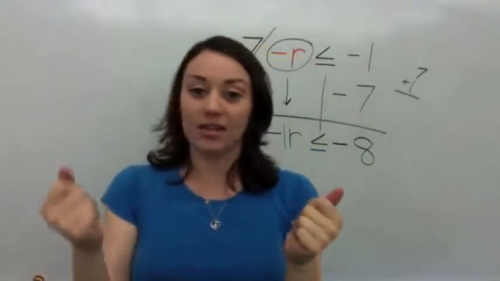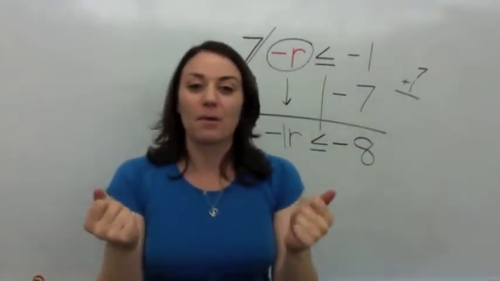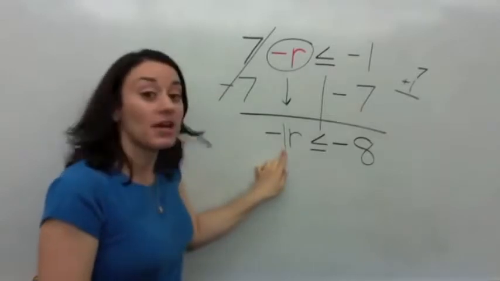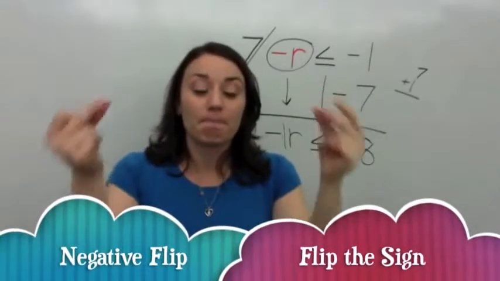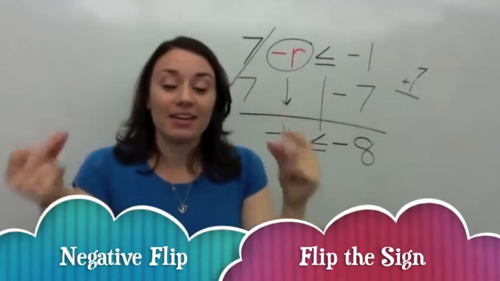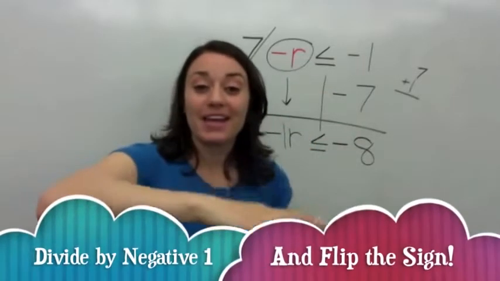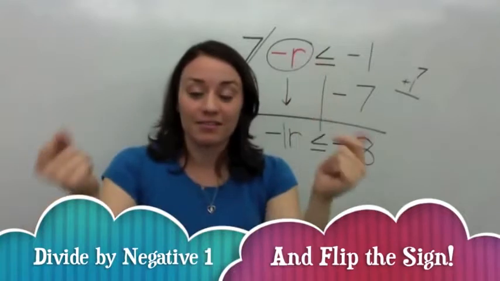All right, Miguel, he's always ready. Here we go. You see a negative next to the variable. You're going to say this. Negative flip, flip the sign. Divide by negative 1 and flip the sign.